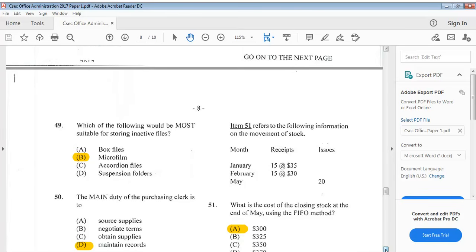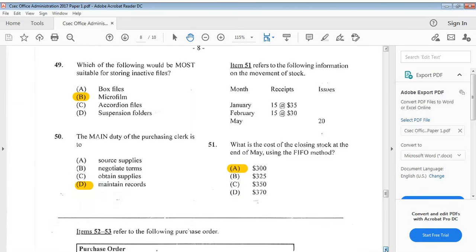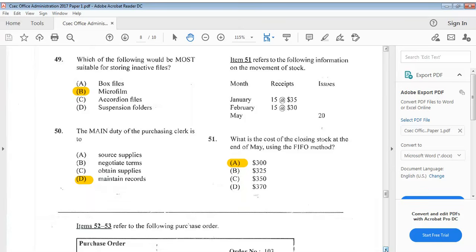Let's go on to number 50. The main duty of the purchasing clerk is to A, source supplies, B, negotiate terms, C, obtain supplies, or D, maintain records. We know the main duty would be to maintain records.